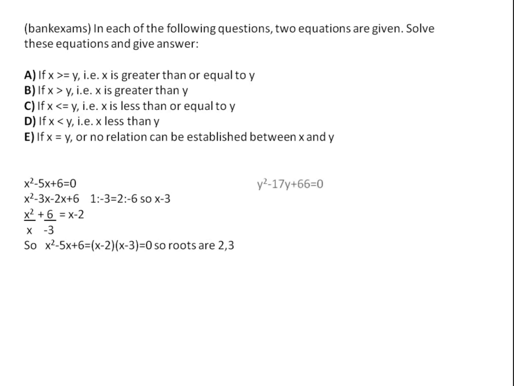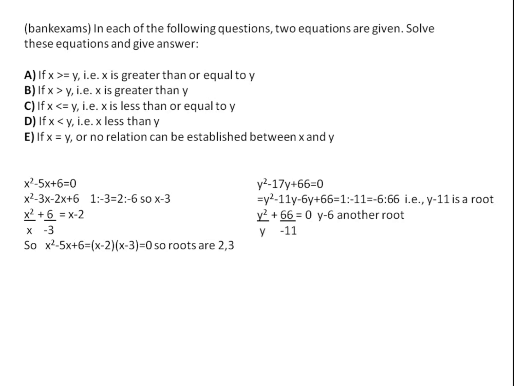And what about the equation of y? The y equation is like this. 66 I expressed in terms of 6 and 11. Both of them if we add, it becomes 17. So 1 is to minus 11 is the ratio I got. So y minus 11 is a root. And if I divide y square and 66 by y and minus 11, I get y minus 6 as another root. So the values are 6 and 11 here.